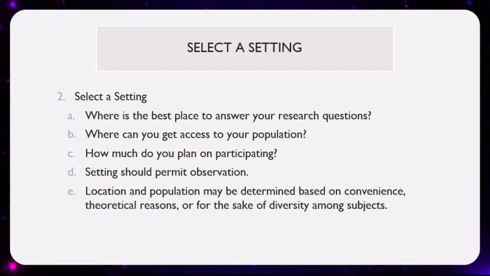Once our topic has been established, we need to select a setting. This is where the research is going to take place. And so we need to ask, where is the best place to answer our research questions? Where can we get access to that population? How much do we plan on participating versus how much do we plan on just observing? We should make sure that whatever setting we choose should permit the observation.